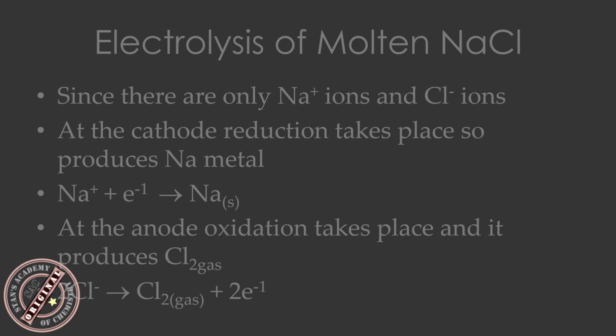Now if you take any ionic compound and electrolyze it in its molten state, you will get the metal at the cathode and the non-metal at the anode.